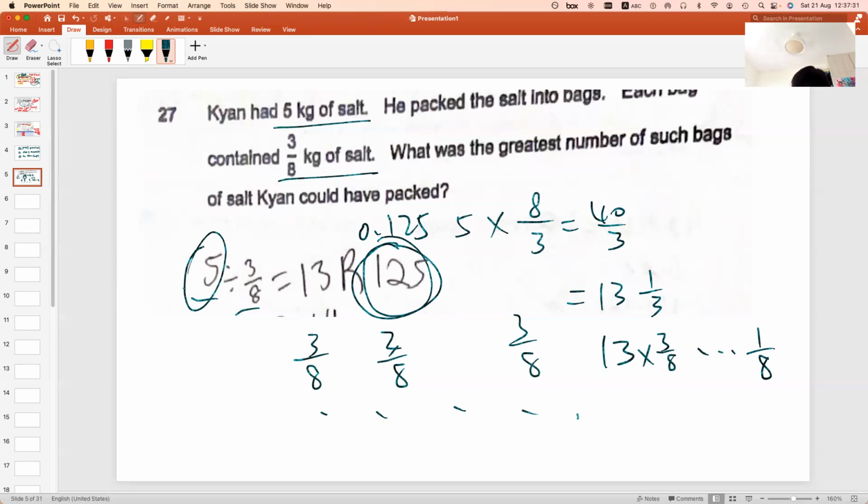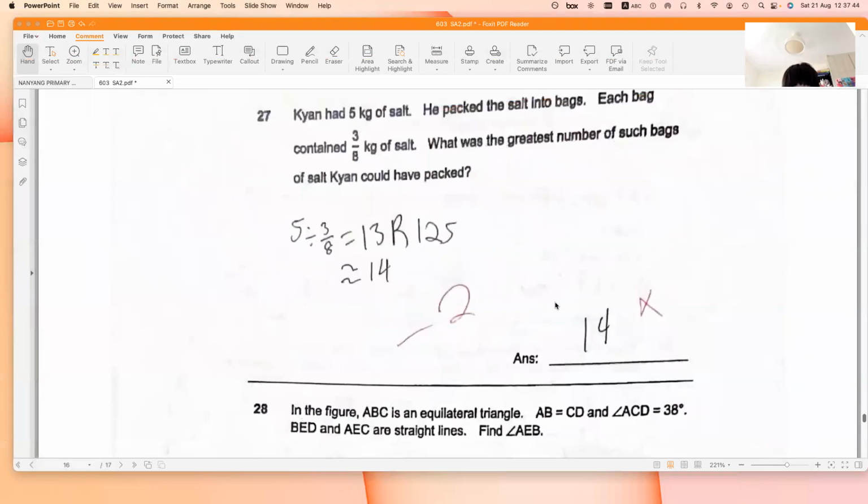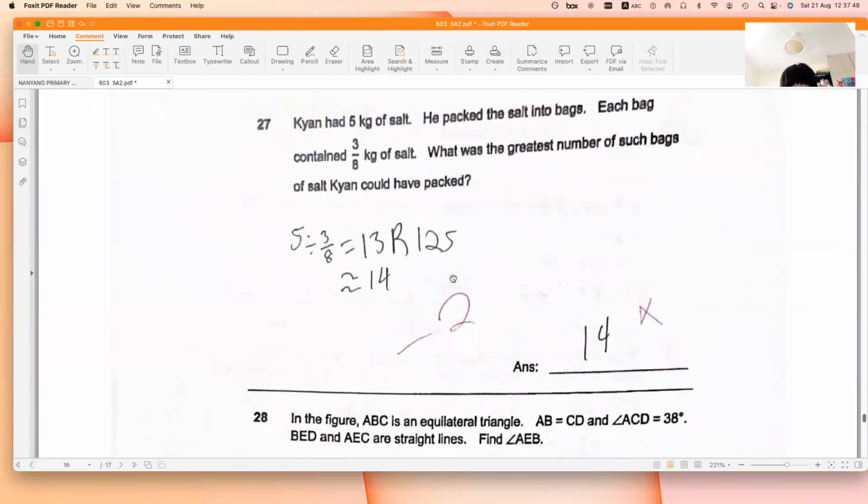Okay, and then now it says, what was the greatest number of such bags Sora could have packed? So I thought you should choose 13. The answer is 13, right? Then I don't know how you can pack 14. Then what about the remaining salt? The question asks, what was the greatest number of such bags?